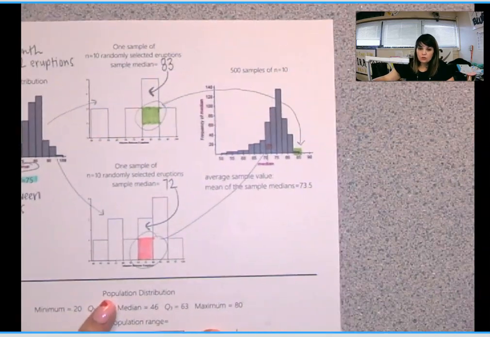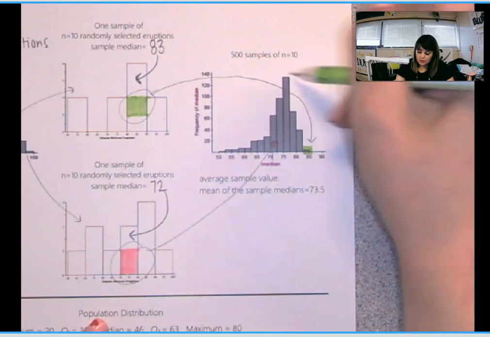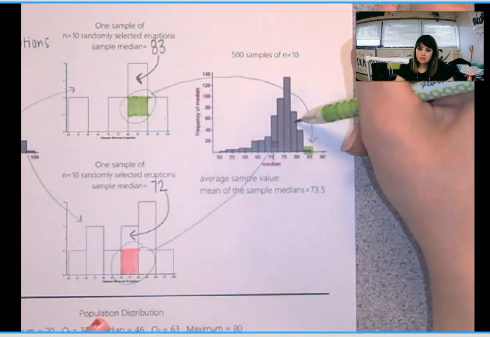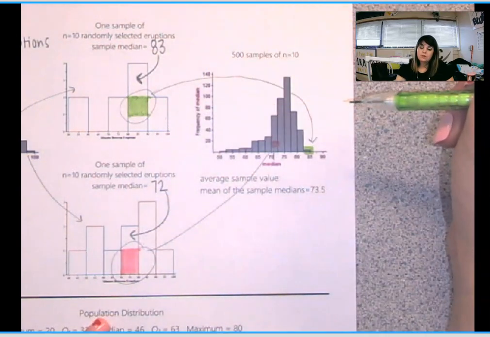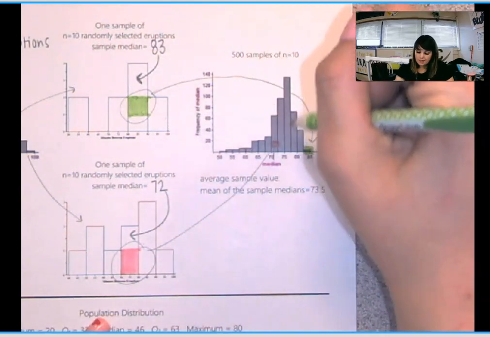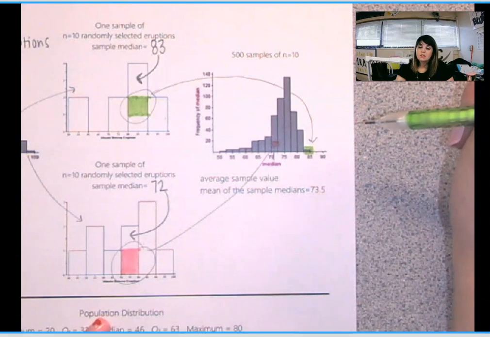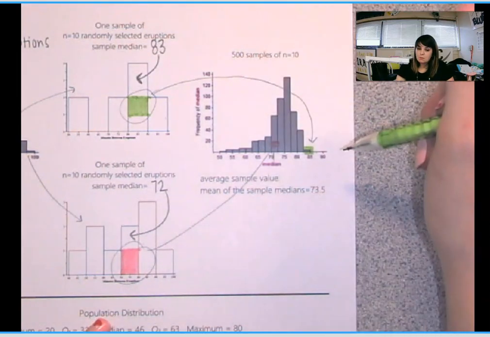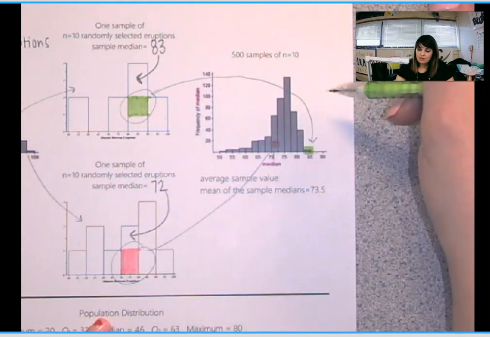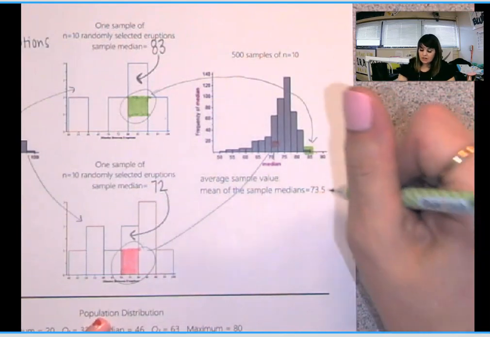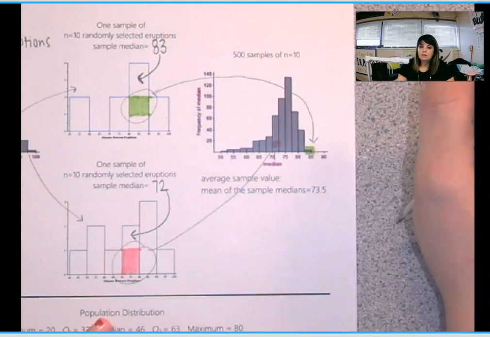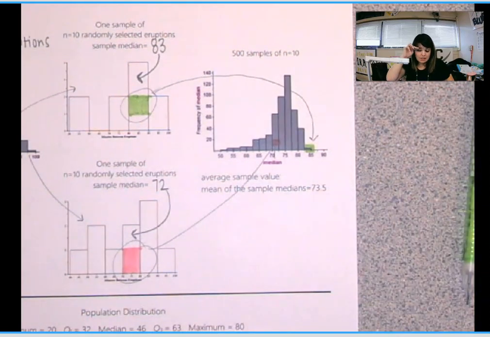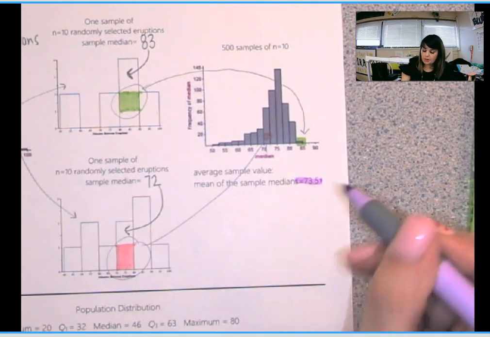So what we do is we add up all of these medians from 500 separate samples. These are the medians from each of those samples. We add them up and divide by 500. That gives us an average sample value of 73.5.